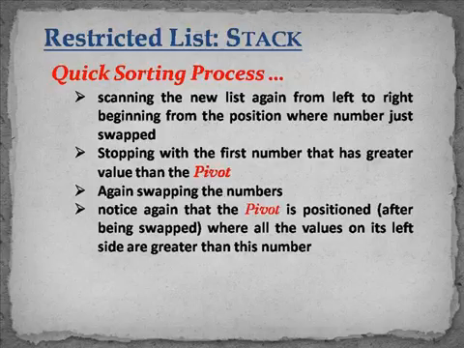Again, scanning the new list from left to right, beginning from the position where the number was just swapped, stopping with the first number that has greater value than the pivot, again interchanging the numbers, and noticing that the pivot is positioned where all the values on its left side are less than this number.